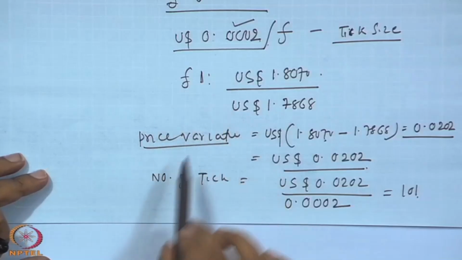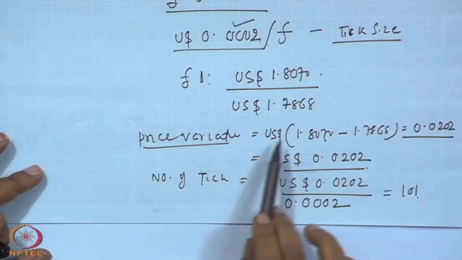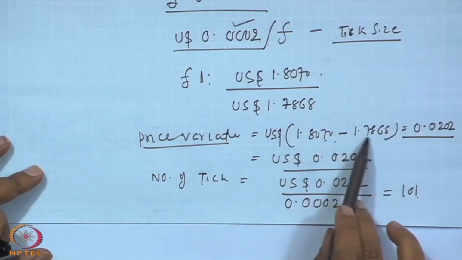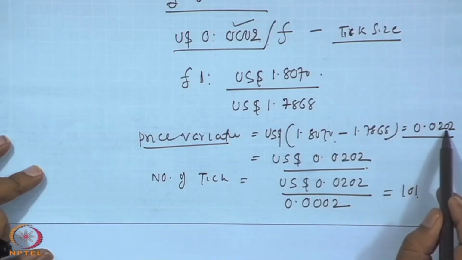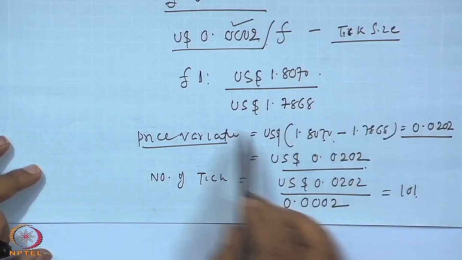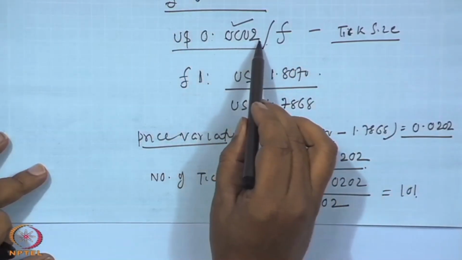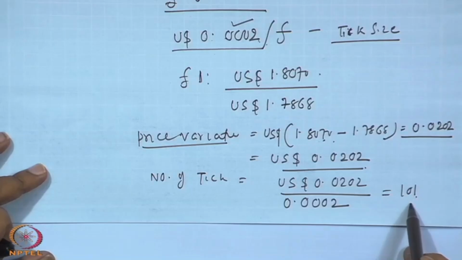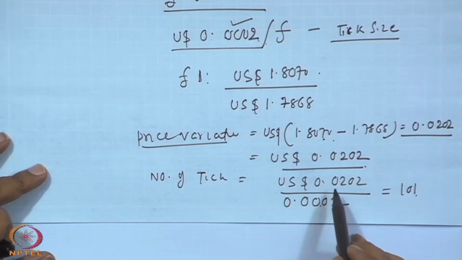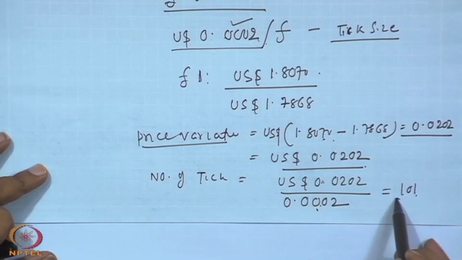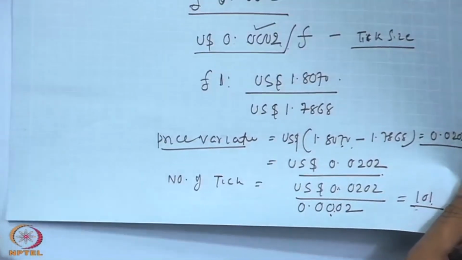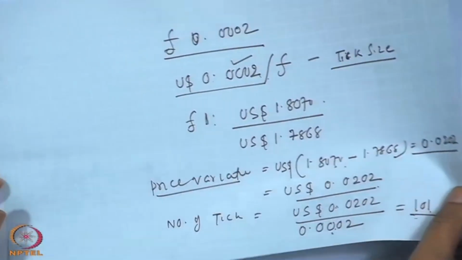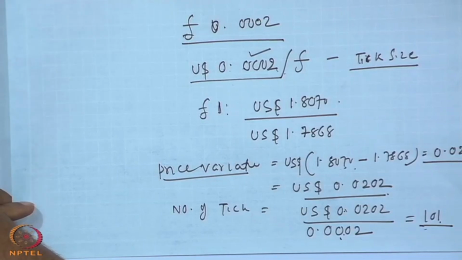So, the variation that takes place in pound sterling from 1.8070 to 1.7868 is 0.0202, and one tick size is 0.0002. The number of ticks will be 101. If you divide the price variation by the tick size, it will give you the number of ticks, which is 101 ticks.